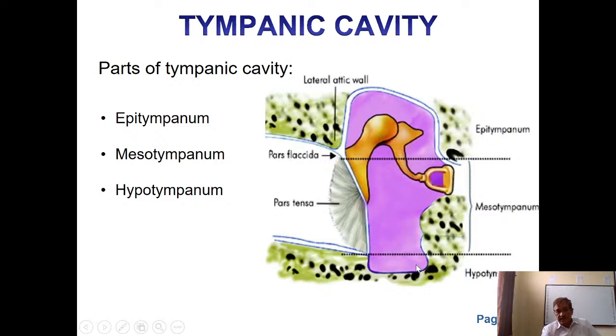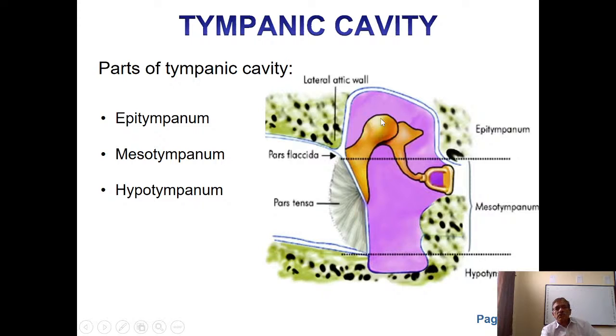And this in turn is connected via the anterior wall, via the Eustachian tube, to the nasopharynx. The Eustachian tube is the one which equalizes the pressure between the outside atmosphere and the middle ear cavity, which is essential for the tympanic membrane to function properly. So the major content is the air.